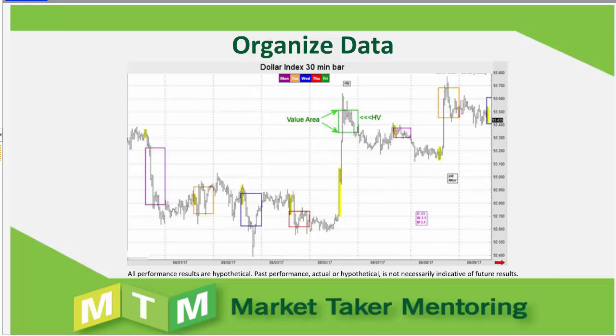I use colors to help me with time, so you can see this color scale up here. Monday is purple, Tuesday is orange, Wednesday blue, Thursday red, and Friday green. You see these bars shaded yellow, these first bars, this is the first hour of the day, the first hour of regular trading hours. And the reason why we watch that will become apparent in a second, but you've got to remember, who is it that moves markets directionally? What is it that makes markets run?